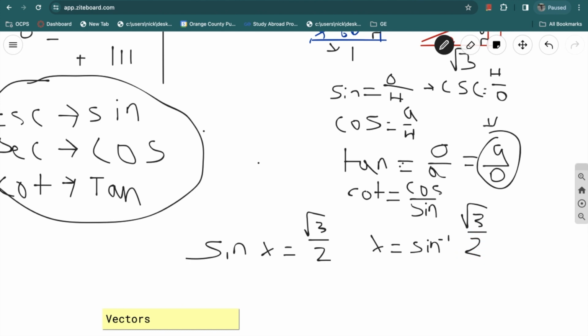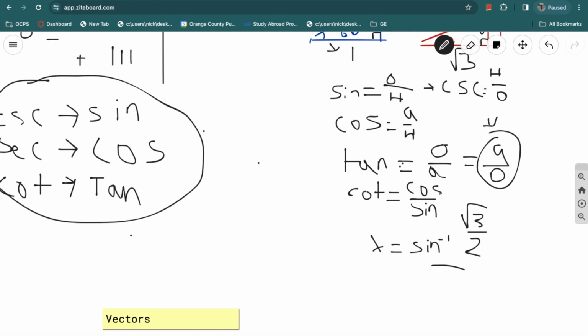So what we did here is just multiply sine on each side to solve for x. So we multiplied sine to 3 over 2, which is what we get here, and sine and arcsine cancel out. So we're left with x equals arcsine of square root of 3 over 2.